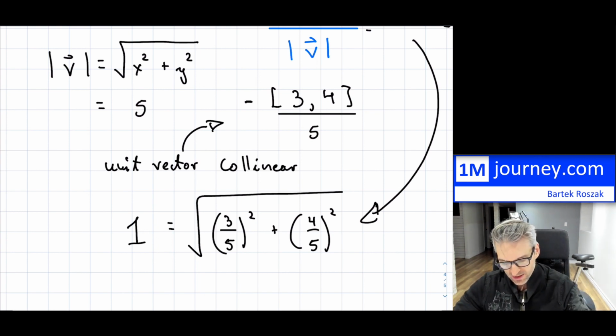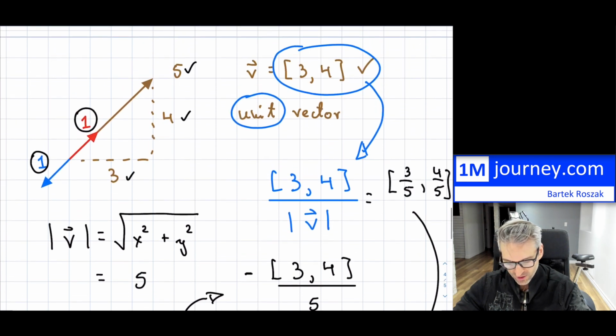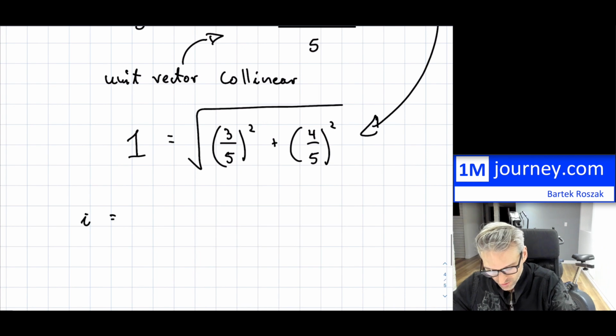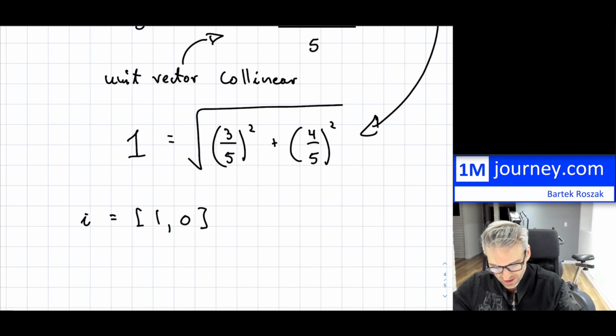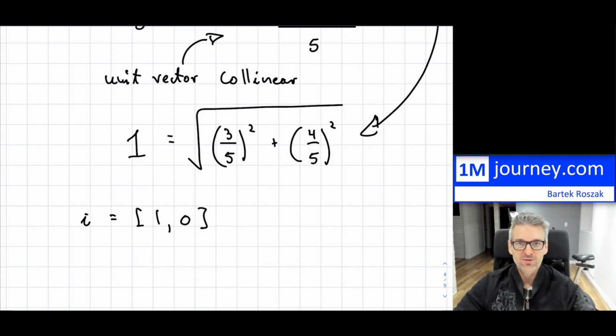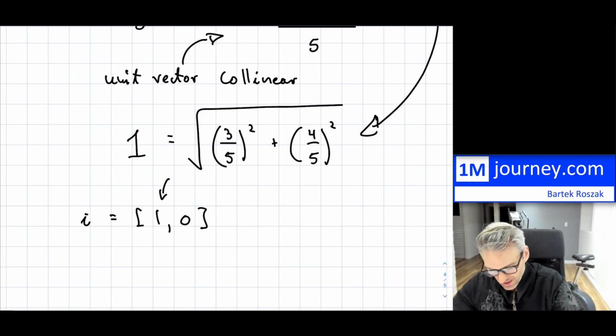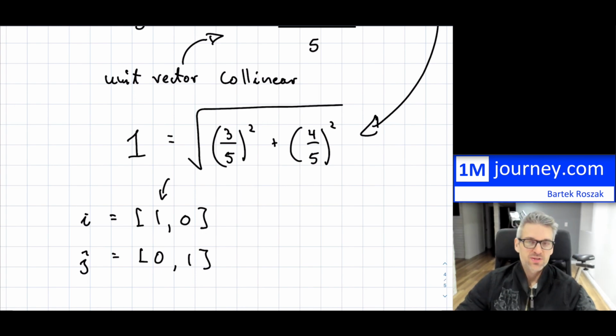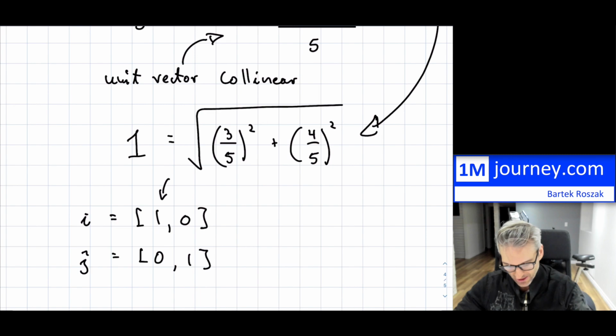Now, the easiest unit vectors to work with are, of course, i and j, right? Because i, we know, is equal to 1, 0, so it's very easy to see that it's a unit vector. We don't need to do any calculations, just because this is 1. And then our j, which was equal to 0, 1, is also a unit vector. Those are the simplest unit vectors. Sometimes we call them base vectors because they define our Cartesian plane. So that's what we have in there.